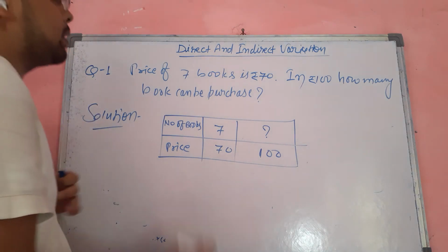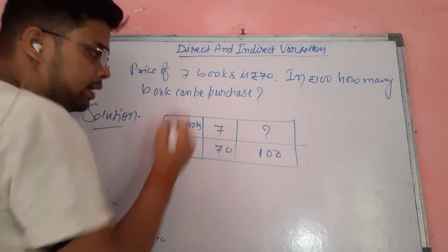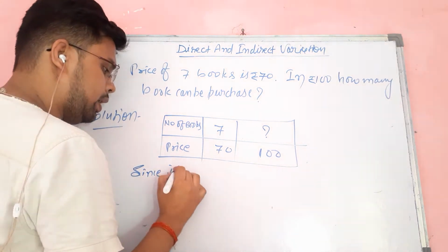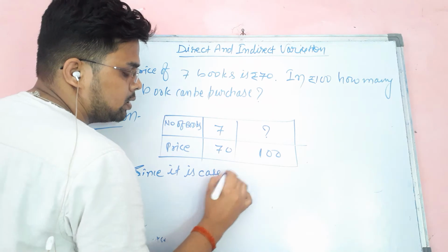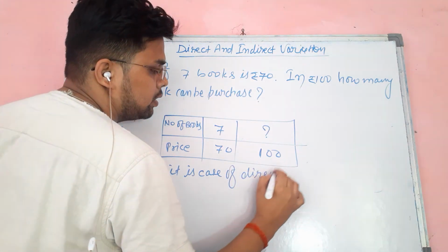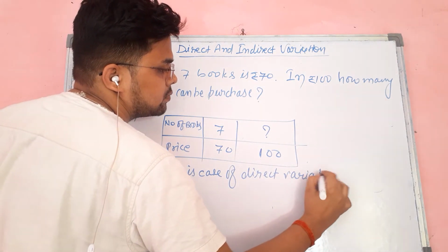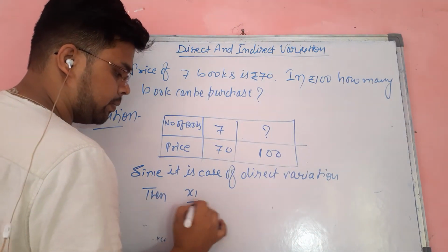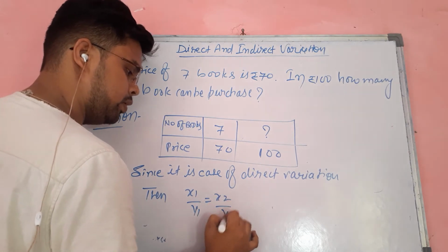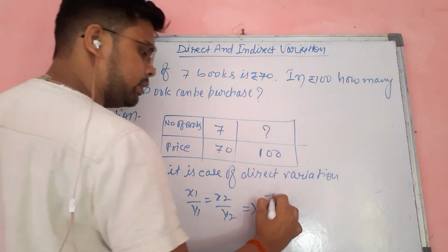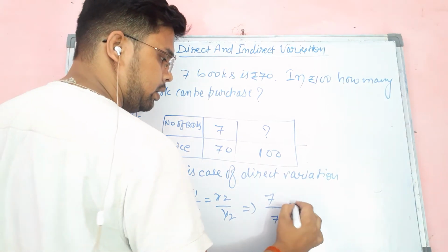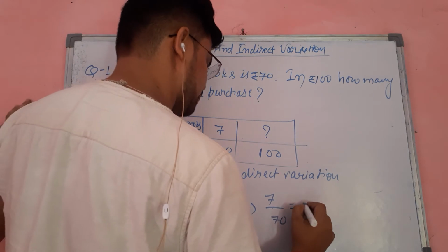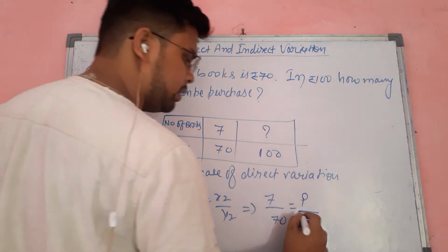So I can apply the formula of direct variation. I will write, since it is a case of direct variation, then x1 upon y1 is equal to x2 upon y2. What is x1? That is 7. What is y1? That is 70. What is x2? We don't know. Suppose x2 is p. And what is y2? That is 100.